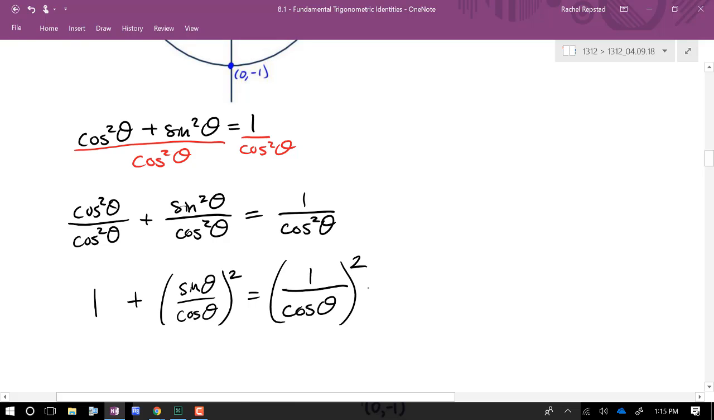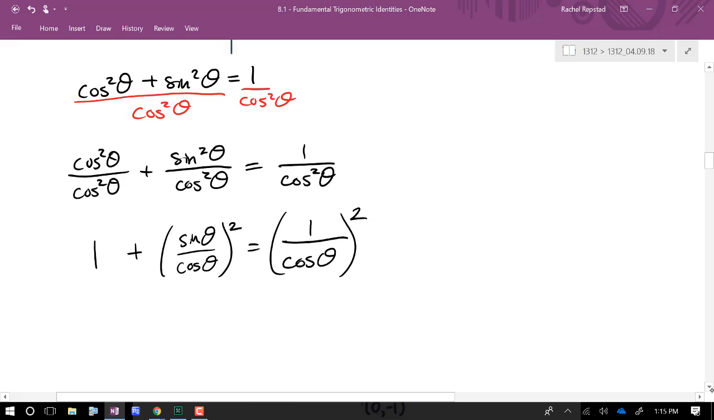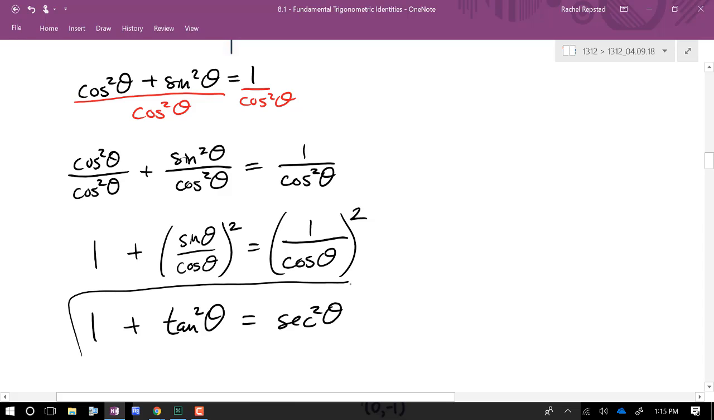And now we're just one step away. What is sine over cosine equal to? Tangent, yep. So this is tan squared theta. What about 1 over cosine? Secant, so this is secant squared, yep. So there's one of the other two. Now there's only one more of these identities left.